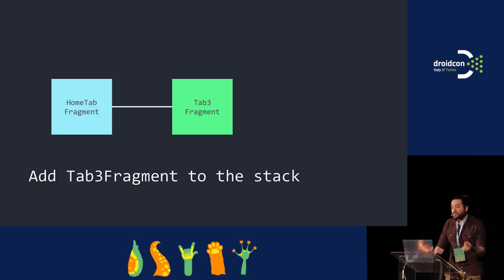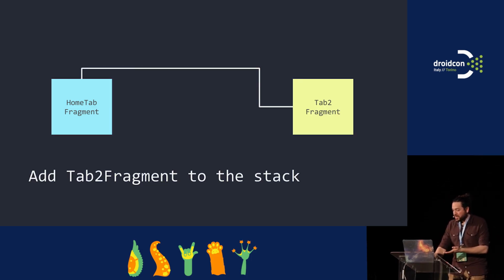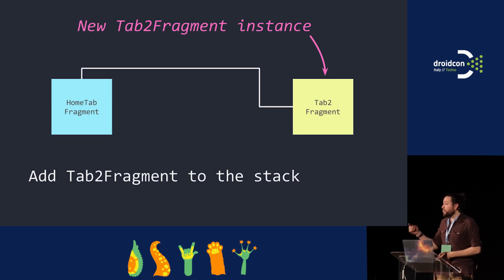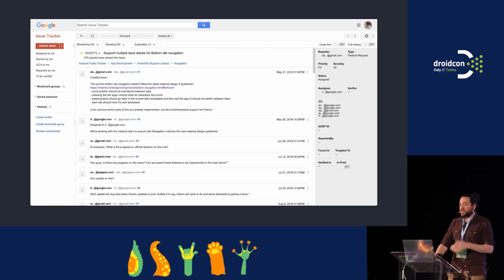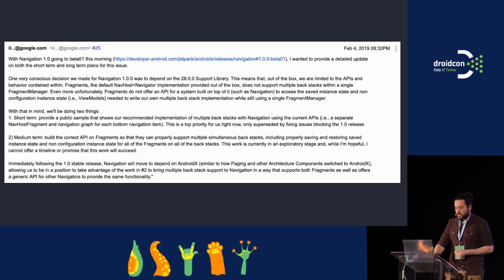Okay, and if I click back on tab 2, actually tab 3 will be dismissed. But the problem here is mainly that the tab 2 instance is a new one. It's not the previous one that has been detached and then reattached like we used to do. And this is a problem. And this has been a problem that has been raised on the bugs. So there is a bug on the bug tracker of the nav component.